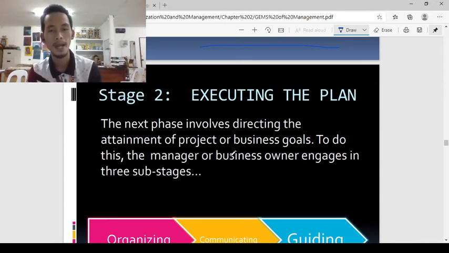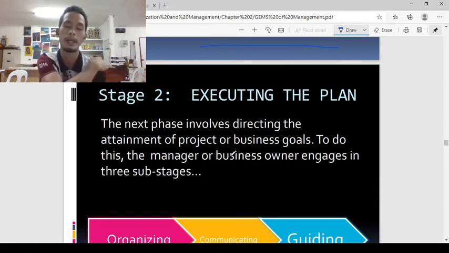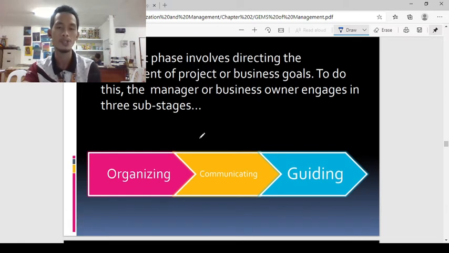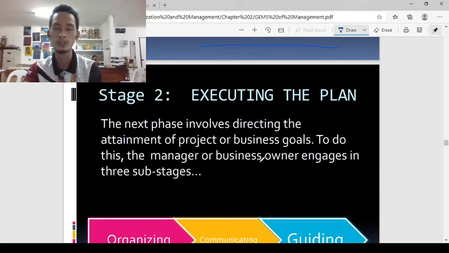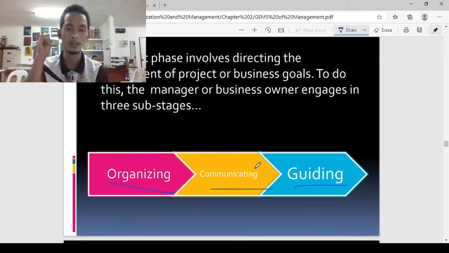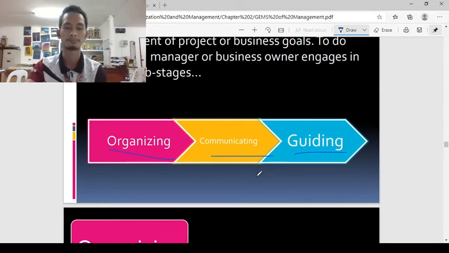Stage 2 in the GEMS of management is to execute the plan, to execute what is the goal, di ba? What is the plan of the manager, or in the case of Mang Juan, what is the plan of Mang Juan? The next phase involves directing the attainment of project or business goals. To do this, the manager or business owner engages in 3 sub-stages: organizing, communicating, and guiding, di ba? In order to execute the plan, you must follow 3 sub-stages: organizing, communicating, and guiding.